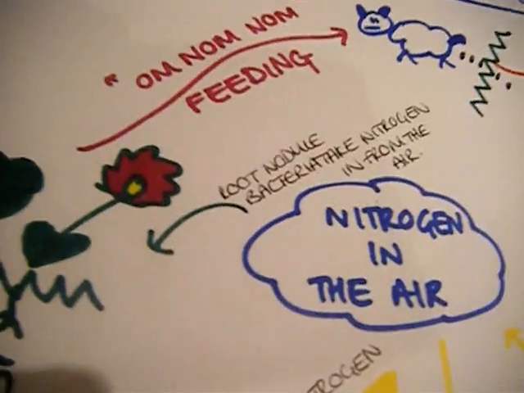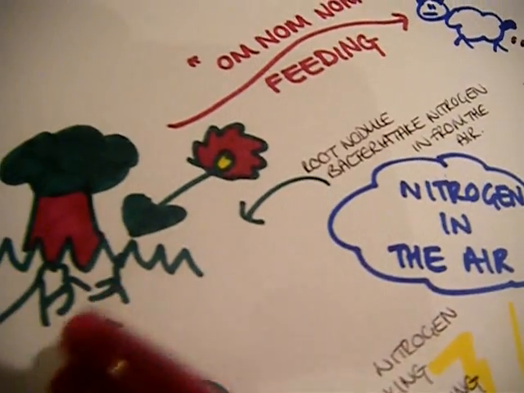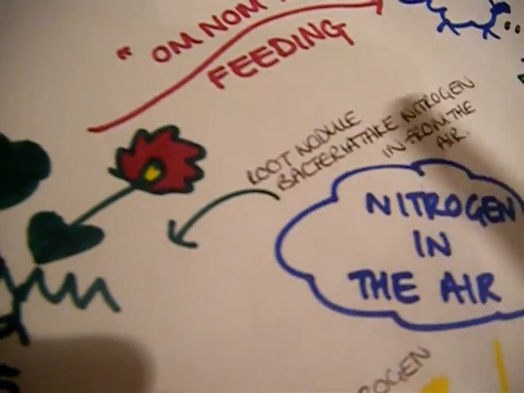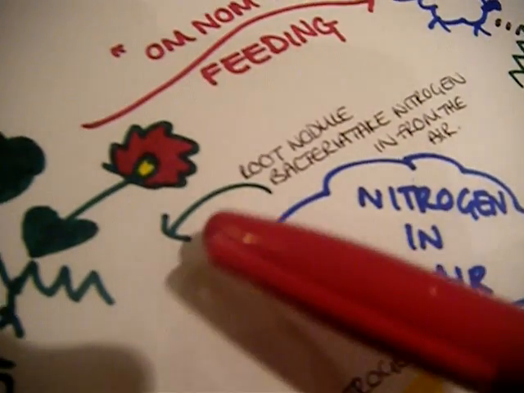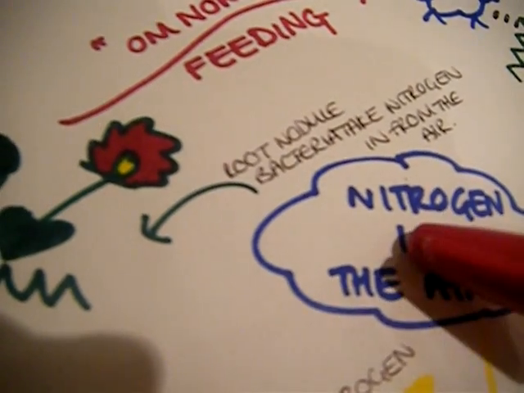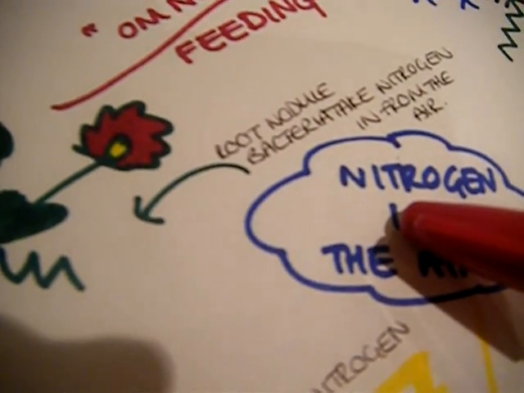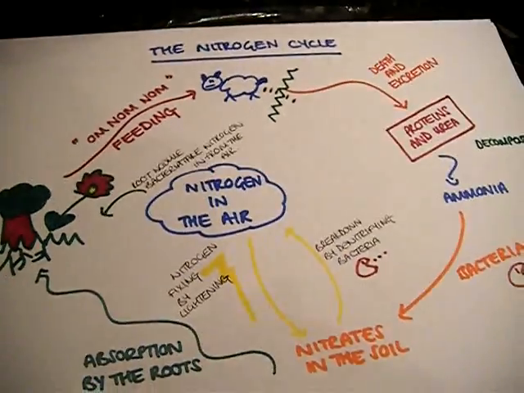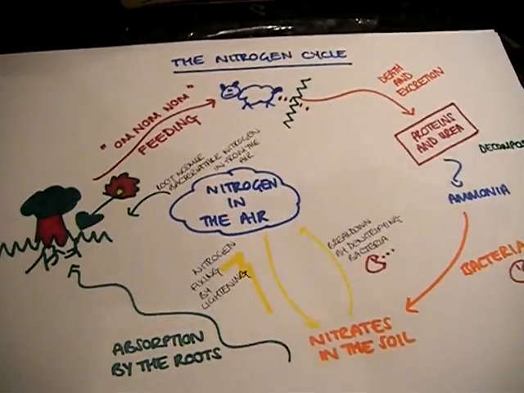The final step is that in the roots of the plants are these things called root nodules. And root nodules have bacteria in them which take the nitrogen in from the air and put them in the plant. So that's the full thing.